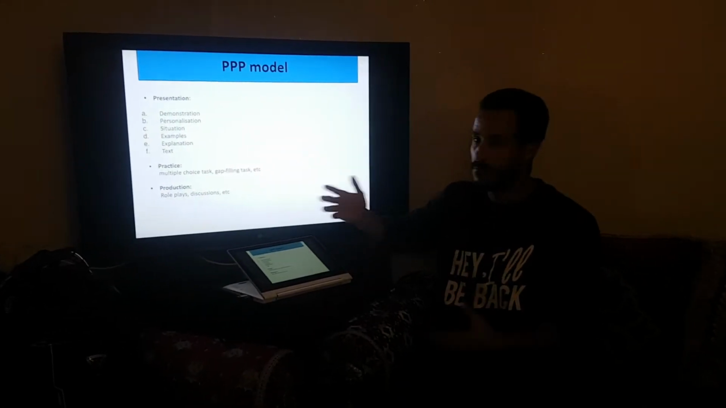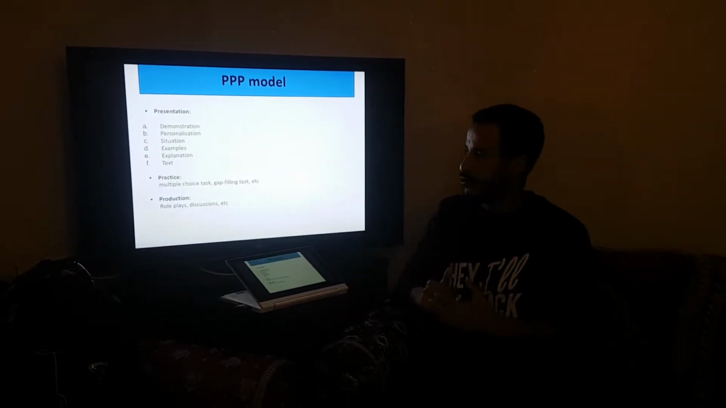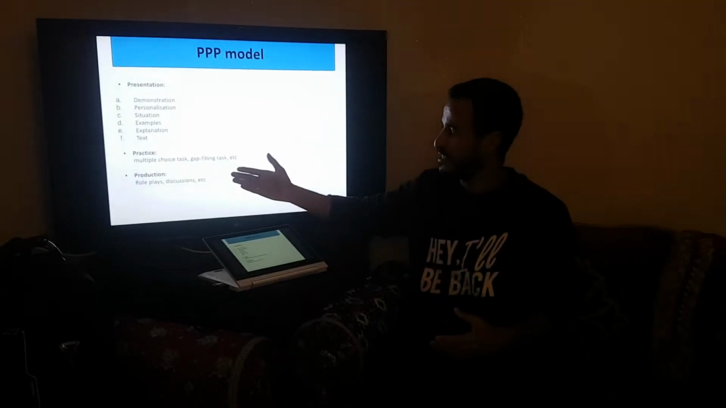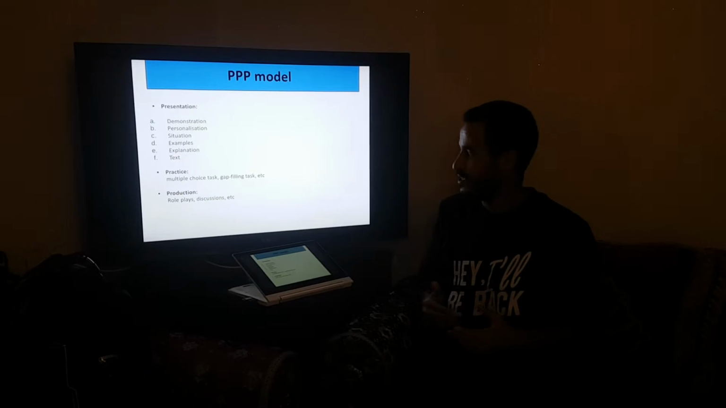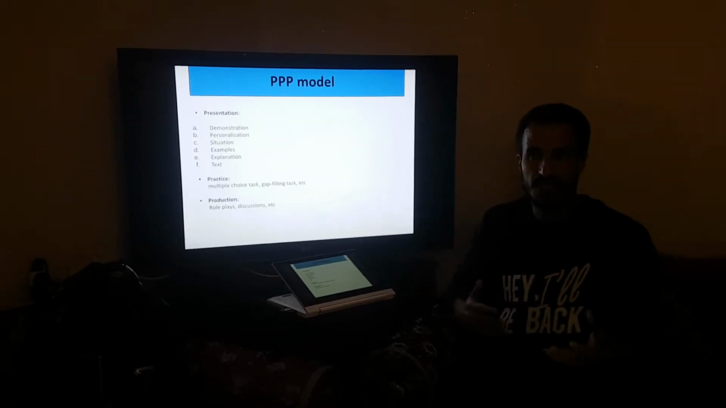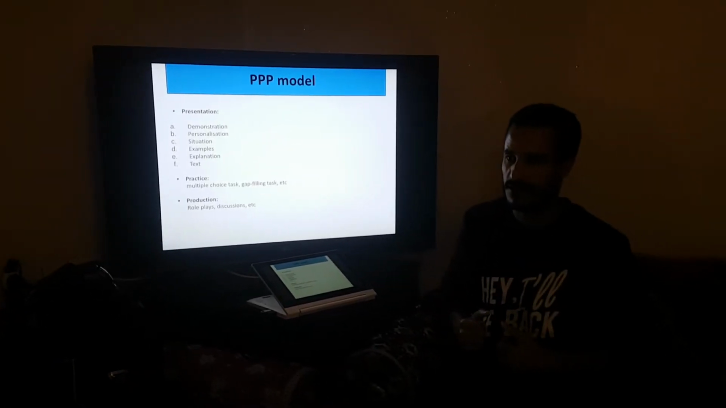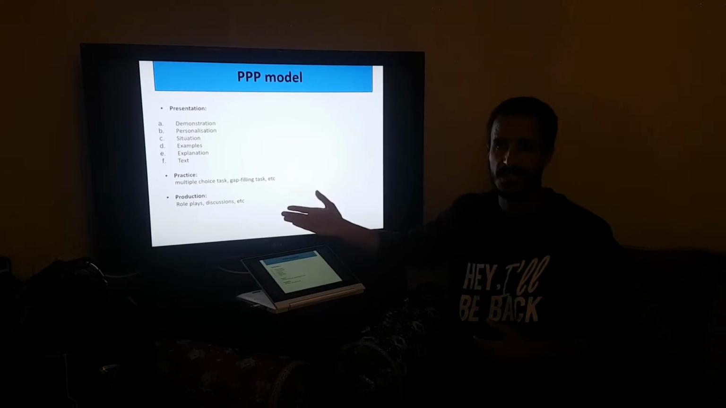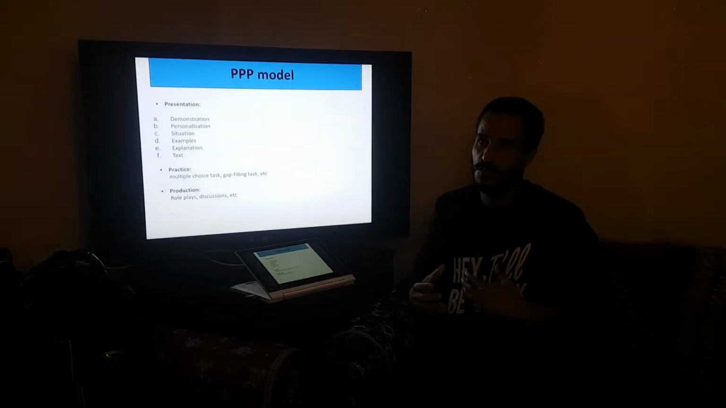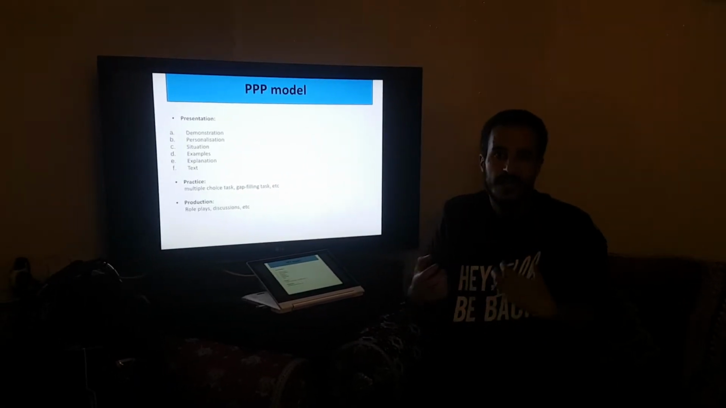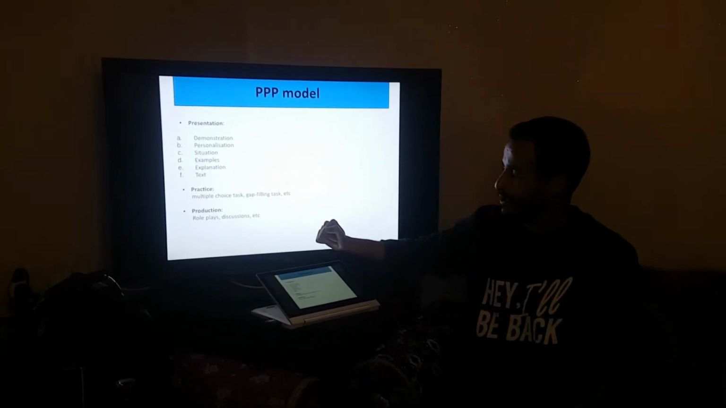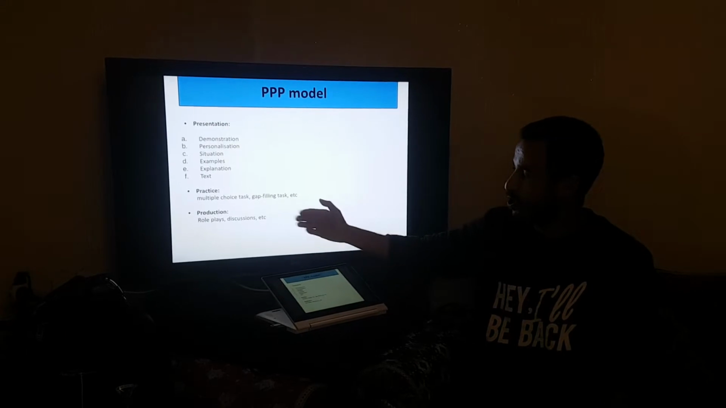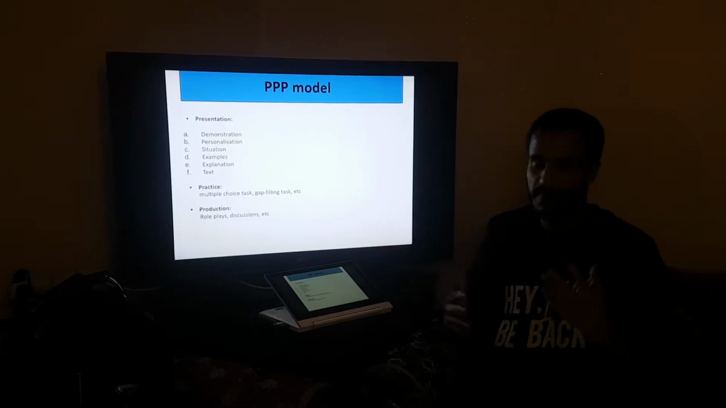Then we have practice. In the practice stage, we have different tasks or exercises. You can start with multiple choice answers, gap filling questions, task completion. Then the production. The production is the stage in which students are going to use their own language. So we can choose to work on role plays, discussions, debates, etc.